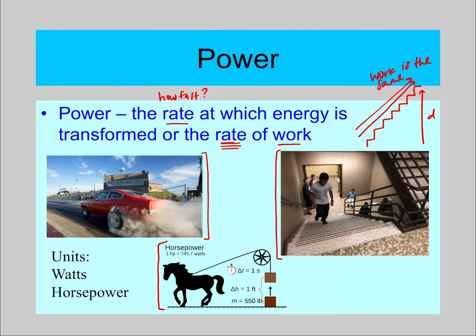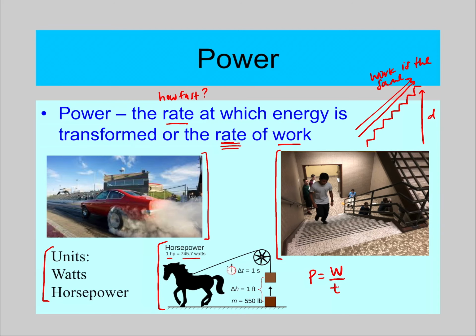Now, traditionally, the idea of power came from horsepower. You knew it took a certain number of horses to carry a wagon. And now we have an equivalent that 1 horsepower is going to equal a certain amount of watts. And so we have a system of units we can convert between because we don't normally use horses to do a whole lot in our lives anymore. So the units are going to be watts or horsepower. And the formula for power is capital P is equal to work divided by time.